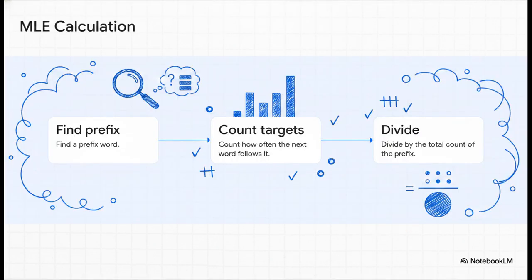And honestly, the math here is beautifully simple. It perfectly illustrates what we call maximum likelihood estimation. We get to avoid terrifying complex equations and just use basic fractions to determine the probability of the next word. You literally just find a prefix word, count how often your target next word follows it in your data, and divide that by the total times you saw the prefix. Boom. It is wonderfully straightforward.